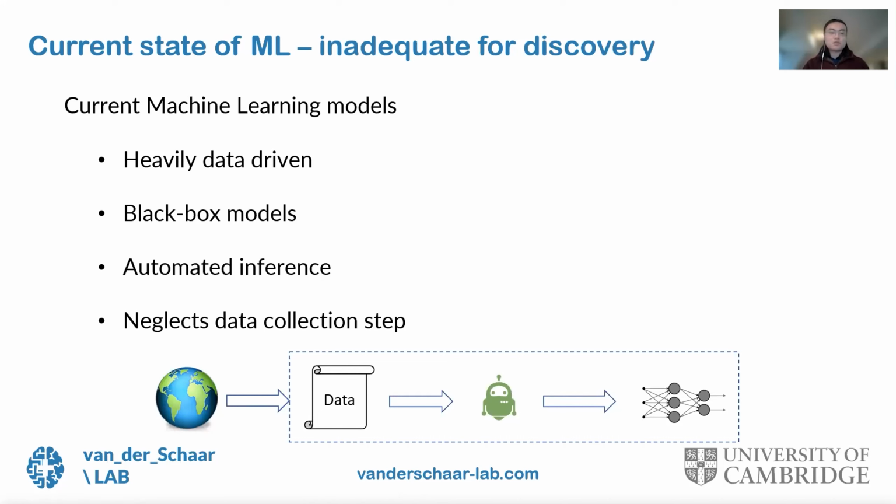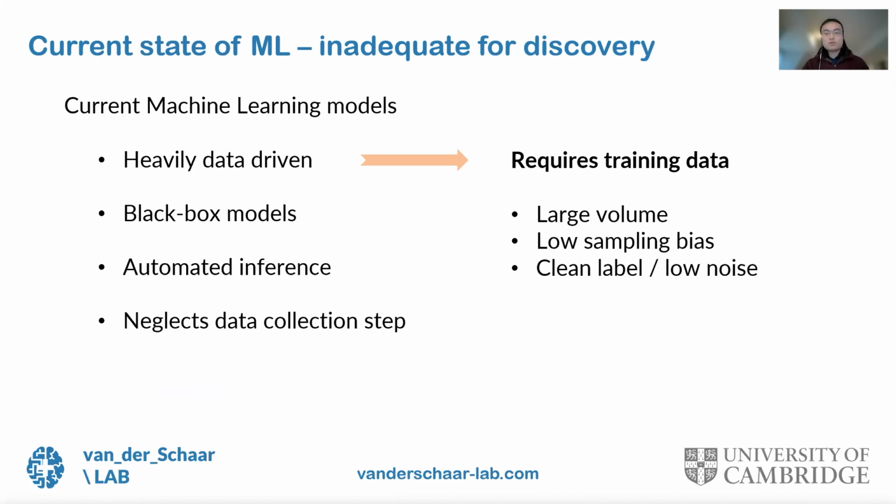First of all, the current machine learning models are usually heavily data-driven, and they require high-quality training data. By high quality, I specifically mean that the training data needs to have large volume and very low sampling bias. It should have clean labels and be measured with relatively low noise. However, it is often unrealistic to achieve such high-quality data in many healthcare applications and beyond. This puts a limitation on the machine learning field, and it is an active research area in machine learning to figure out ways to effectively learn in the low sample and high noise regime.